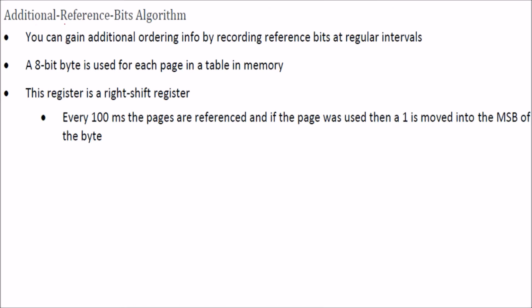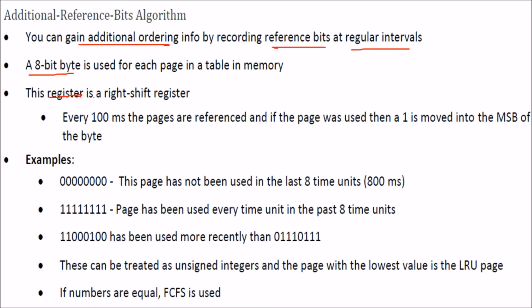We have the additional reference bit algorithm. See how it helps us. You can get some additional ordering information by recording the reference bits at regular intervals. So we'll use an 8-bit byte. You can have an 8-bit byte used for each page in the table in memory. So this is actually a register. This register is a right shift register.